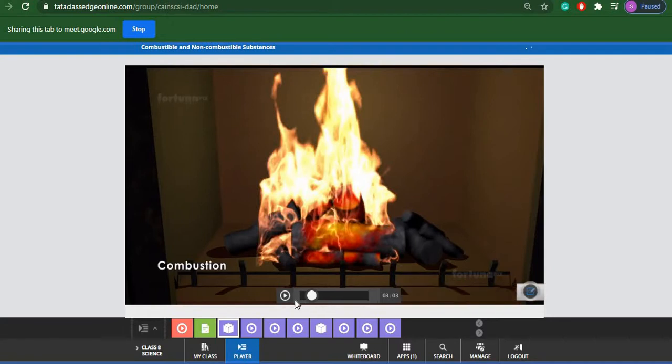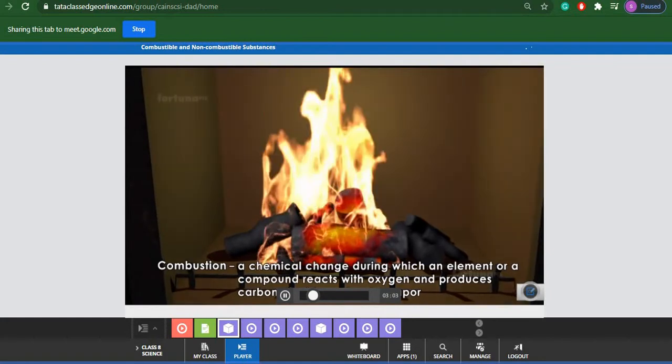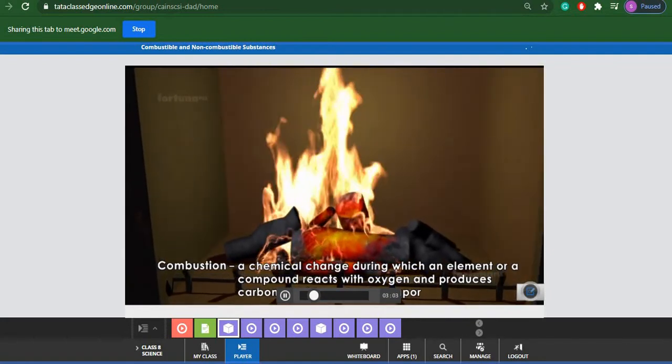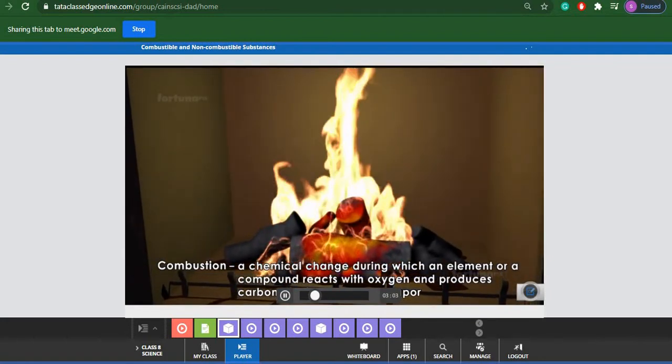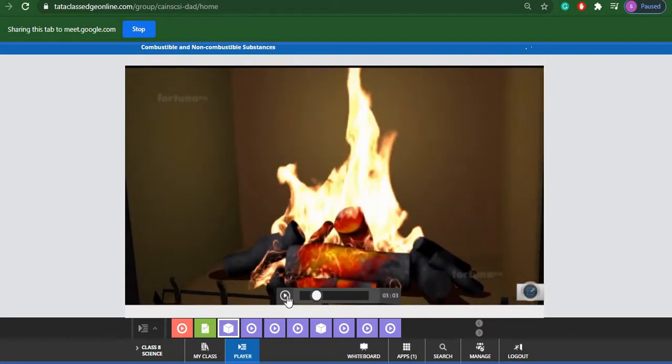So let's see. We can further describe the process as a chemical change during which an element or a compound reacts with oxygen and produces carbon dioxide and water vapor. So what are the things basically produced here? The most important thing: in the presence of oxygen, the combustible substance will burn and it will produce heat as well as light, and carbon dioxide and water also.